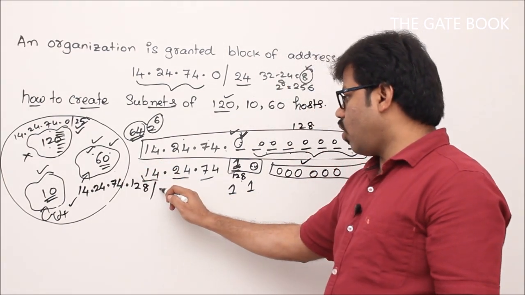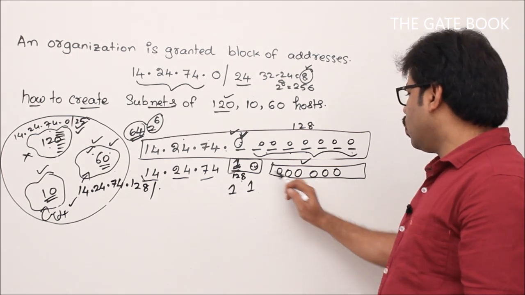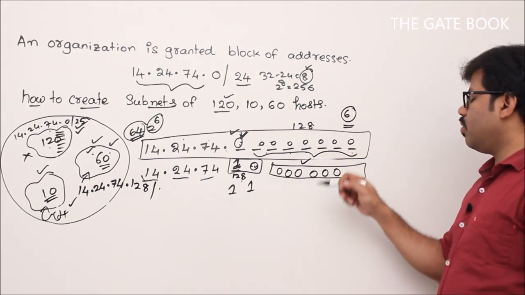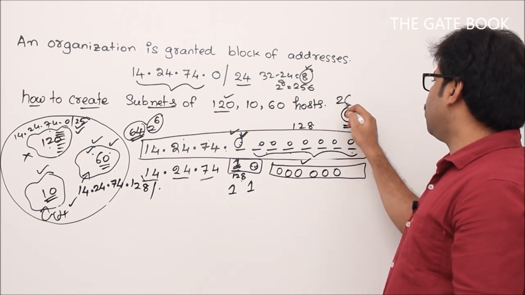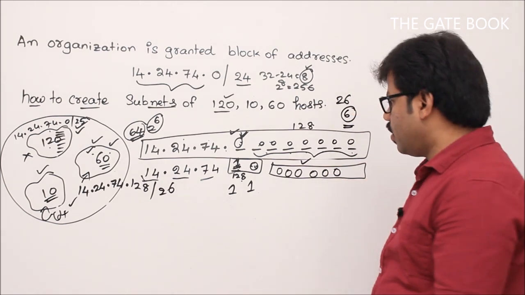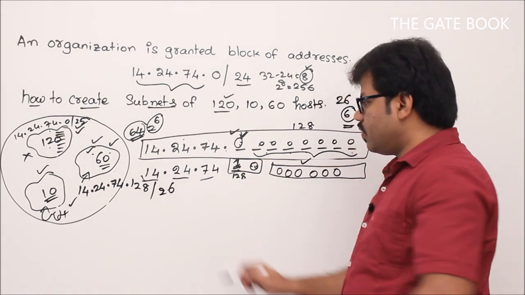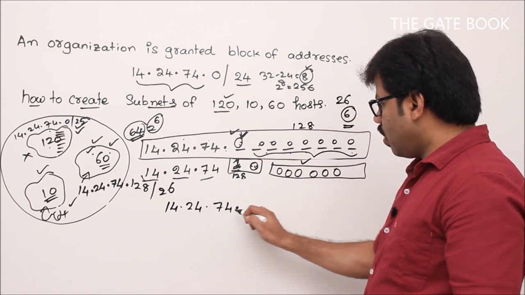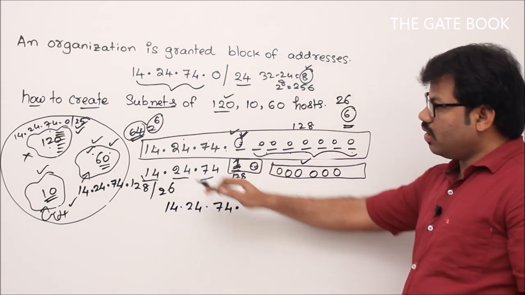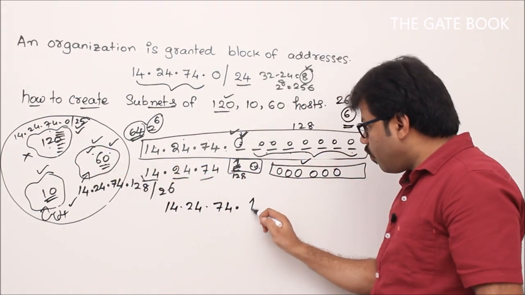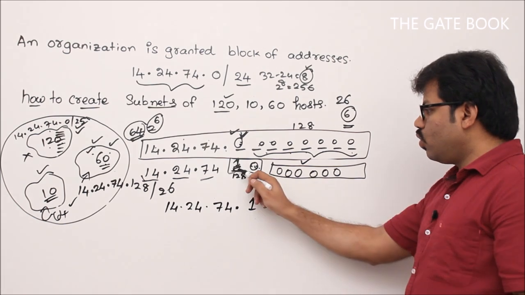What is the slash here? How many bits are in the host part? Host part is 6 bits. 6 bits are the host part. Then network part is 26 bits, correct? So that's why we write 26 here. Third one. So the last one is very easy. 14.24.74. Now 0 for this one, 1 0 for this one. Now keep 1 1, correct? 2 bits.